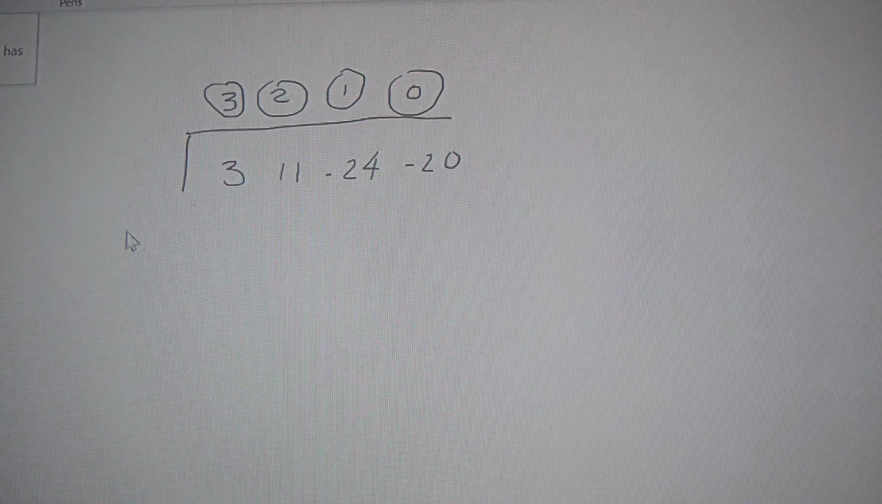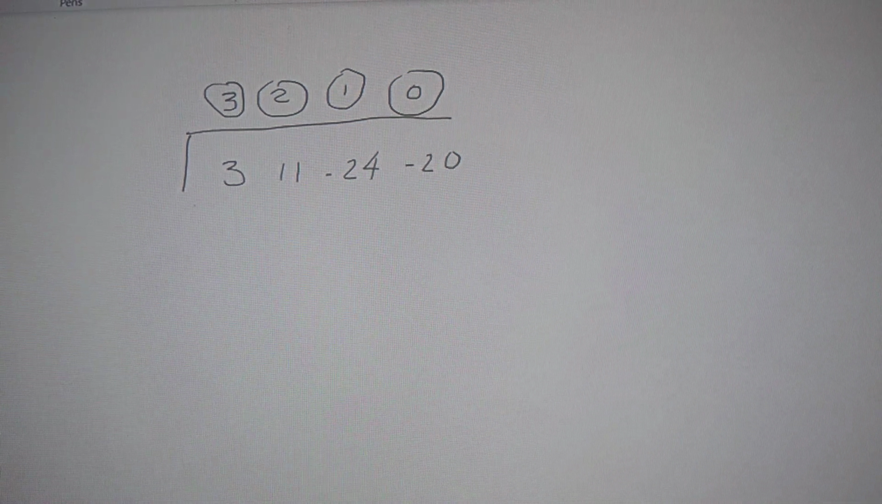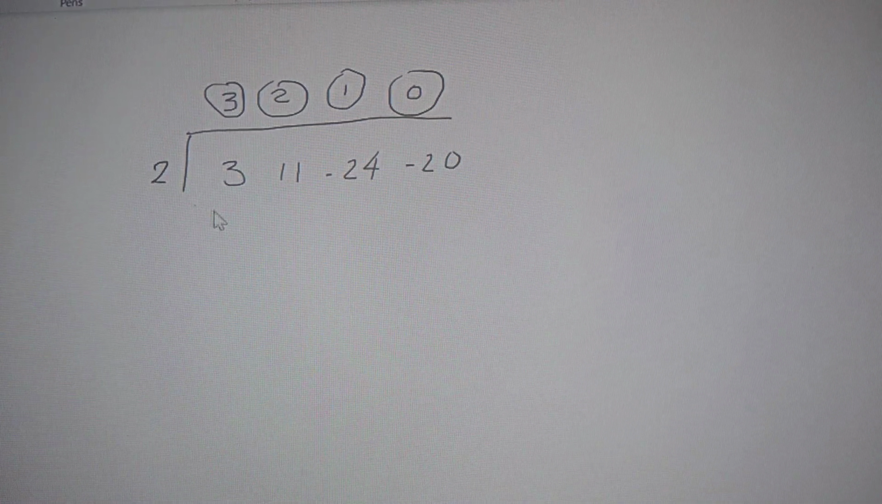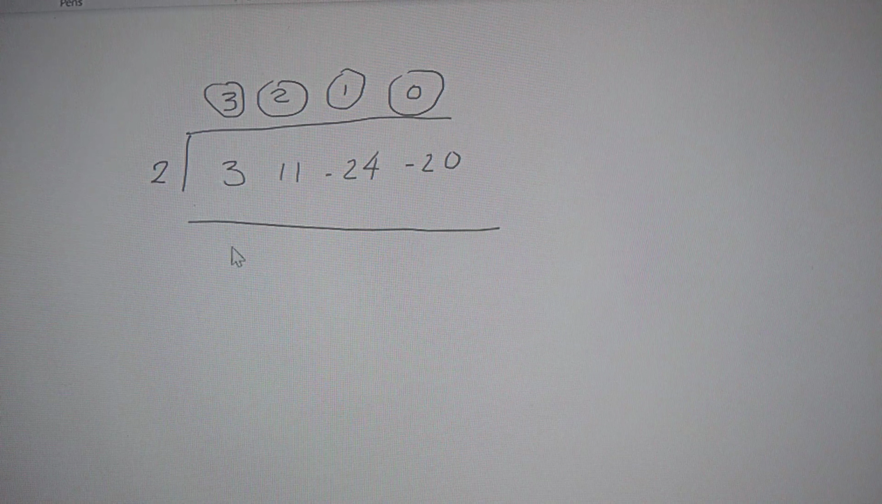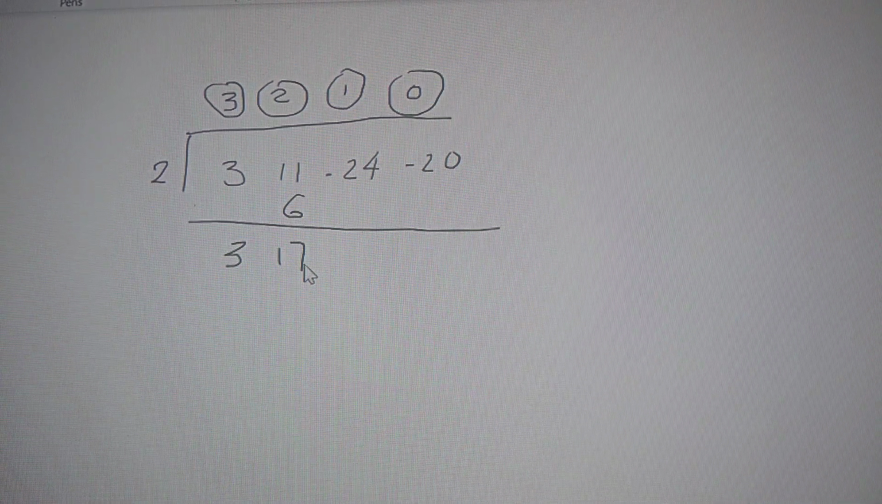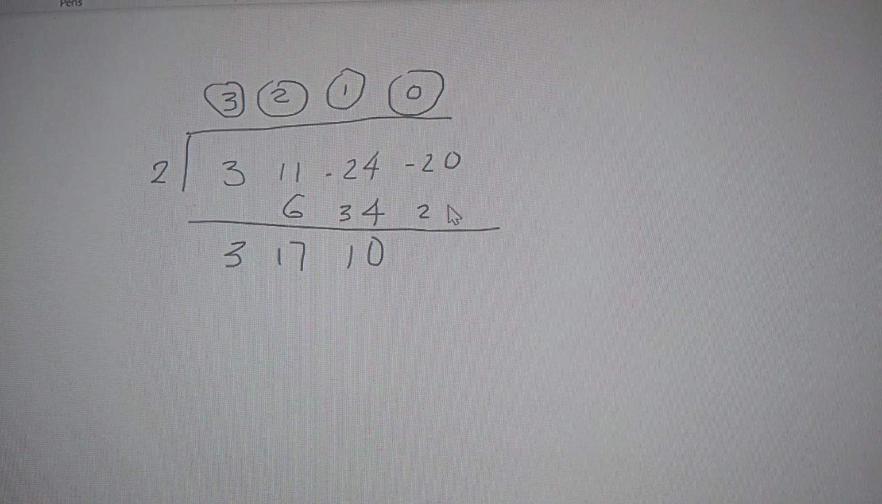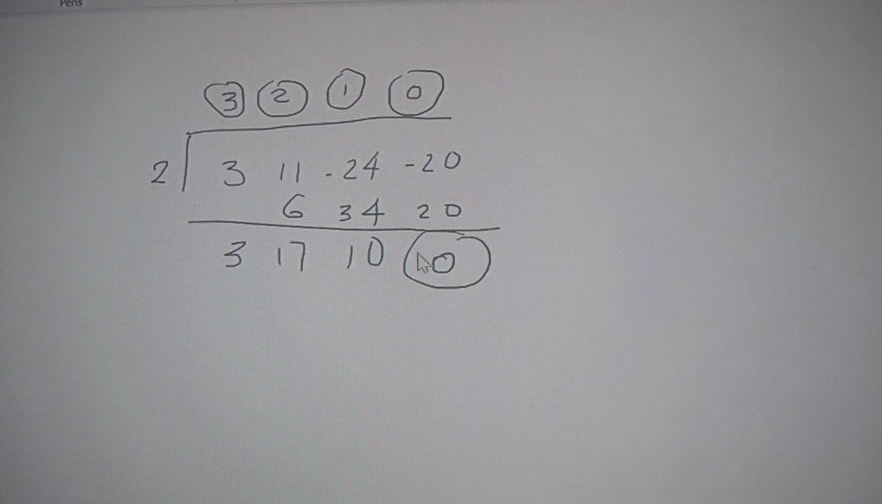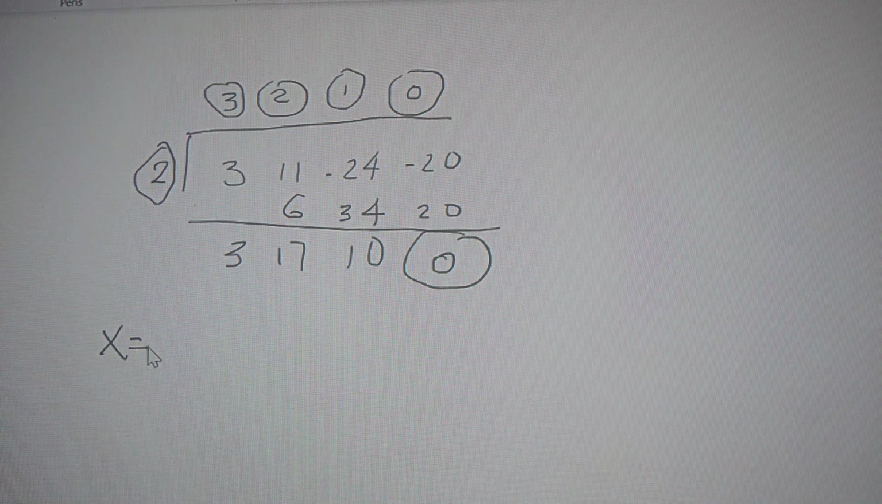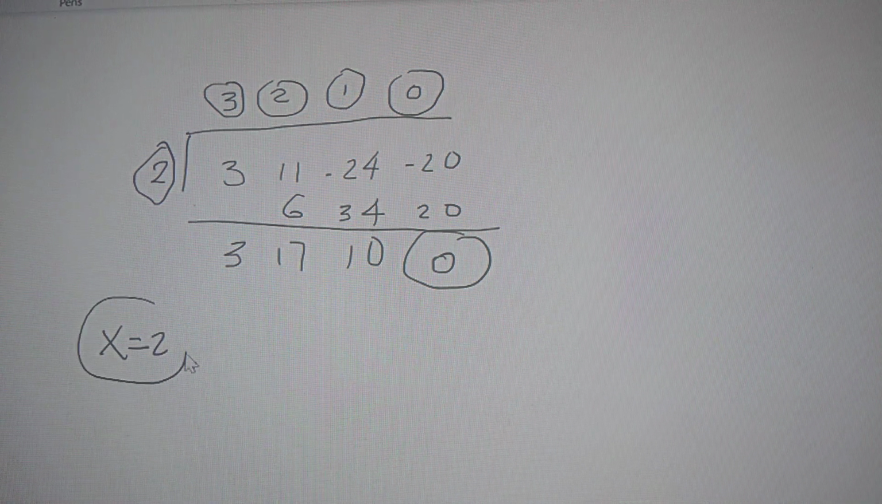Alright. Let's try 2. Let's see. 3. Bring it down. 3 times 2 is 6. That's 17. 17 times 2 is 34. That'll be 10. 10 times 2 is 20. Here we go. That's a 0, isn't it? That means that 2 is a root. So x is equal to 2 is one solution. It's one of the roots.